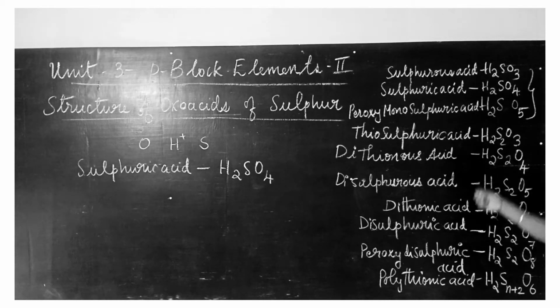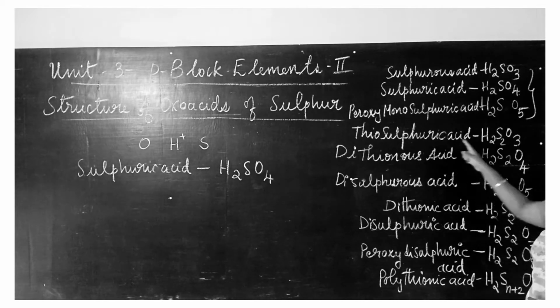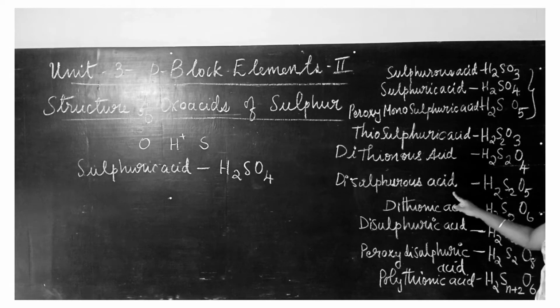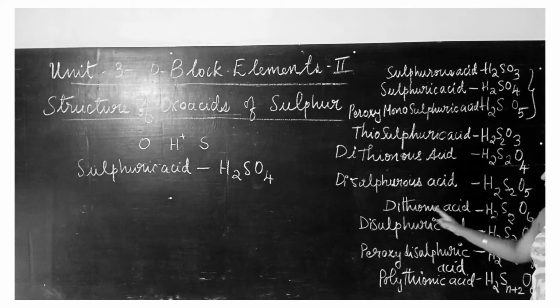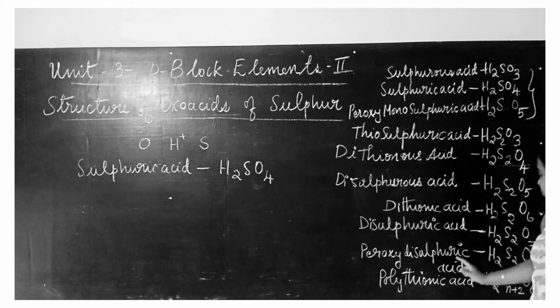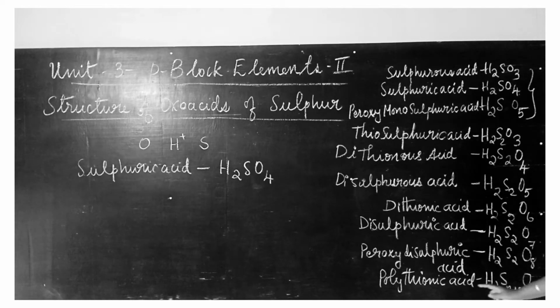Now the other oxoacids: thiosulfuric acid, H2S2O3; dithionous acid, H2S2O4; disulfurous acid, H2S2O5; dithionic acid, H2S2O6; disulfuric acid, H2S2O7; peroxydisulfuric acid, H2S2O8; and polythionic acid, H2SnO6 with n plus 2 sulfur atoms. I have written them in sequential order based on the sulfur and oxygen atoms.